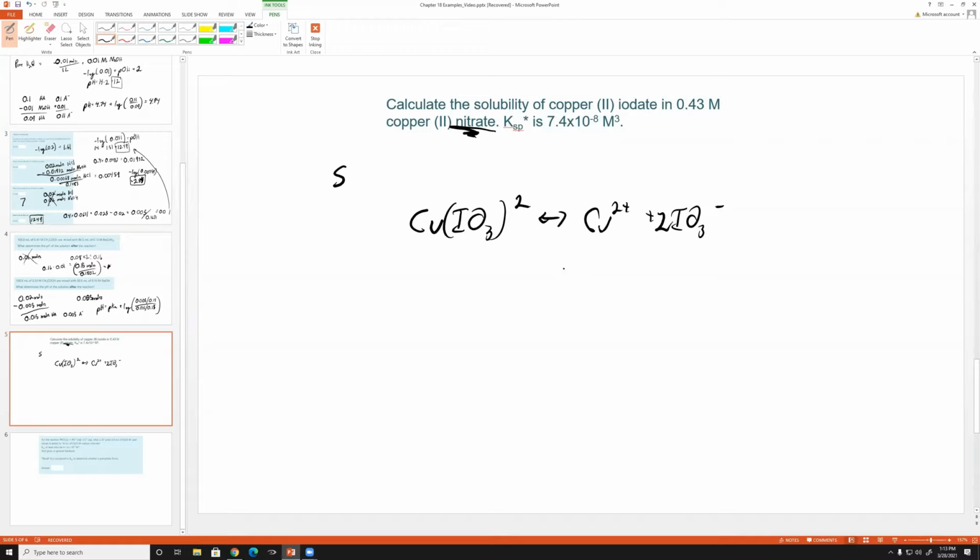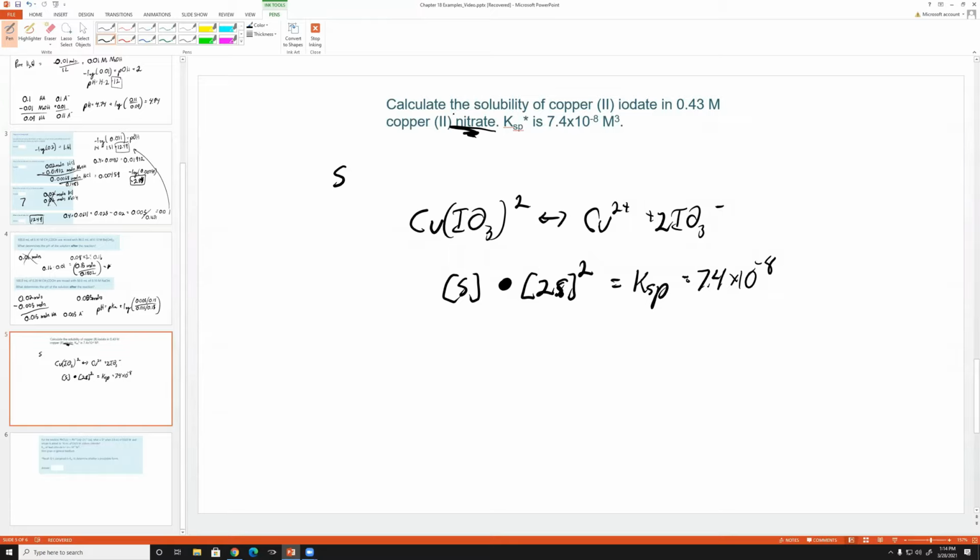So we can say that our solubility, which we know will equal our Ksp, the molarities will be S for our copper, times 2S squared, because our iodate is going to have its solubility as well, and S is your total solubility. And this is going to equal our Ksp, which equals 7.4 times 10 to the negative 8th. Now, originally we can calculate the solubility by solving for S.